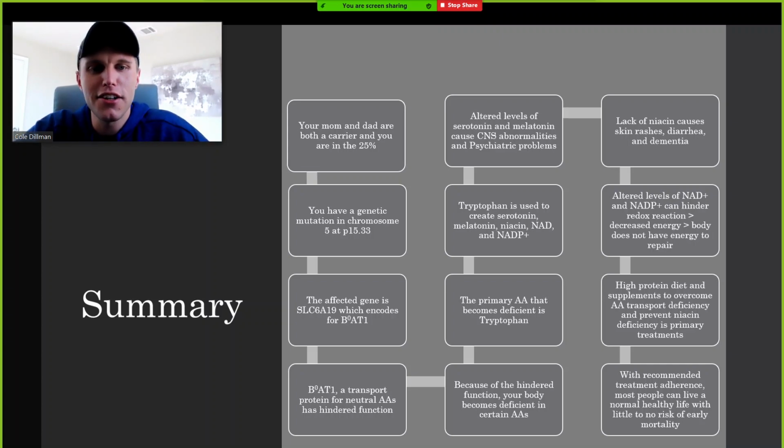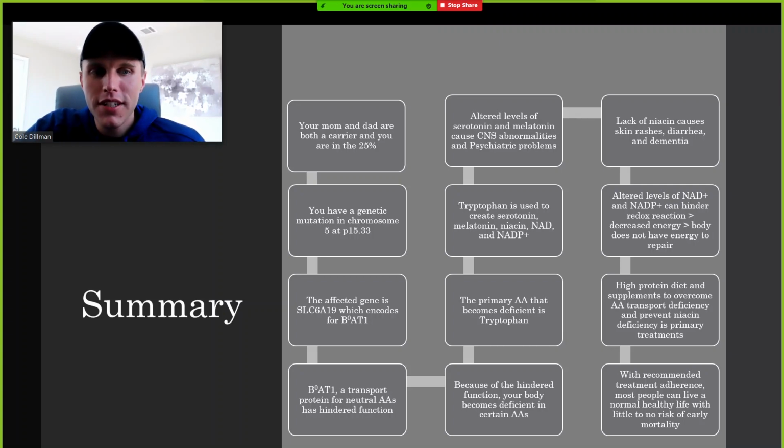Tryptophan is used to create serotonin, melatonin, niacin, NAD, and NADPH. Altered levels of serotonin and melatonin can cause central nervous system abnormalities and psychiatric problems. The lack of niacin causes skin rashes, diarrhea, dermatitis, and dementia. Altered levels of NAD and NADP can hinder redox reactions, which can decrease energy, which can lead the body to not have enough energy to do functions properly.